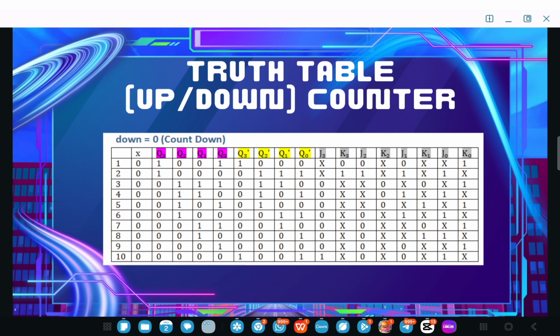The counter input, which we label as C, decides the direction of the count. When C is 1, the counter will count up. When C is 0, the counter will count down. So for every clock pulse, the output is increased or decreased based on the value of C.